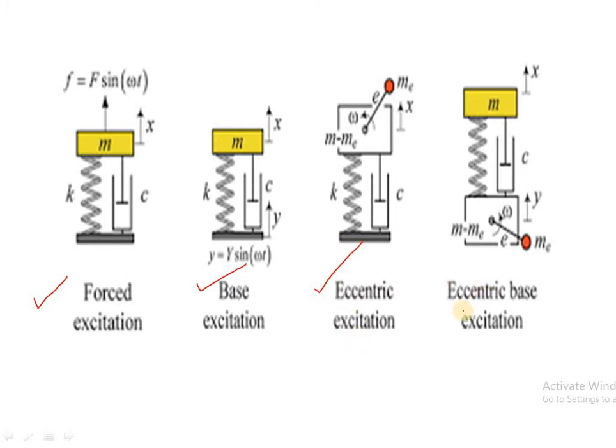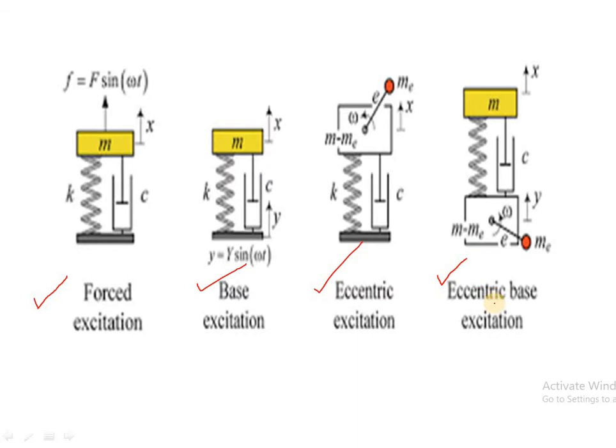Now eccentric base excitation means instead of eccentricity in the mass, there is eccentricity in the base. Suppose this is the base and at the base another unbalanced mass is there. Due to that the base is excited, and these excitations are passed to the mass M. The example of this eccentric base excitation is a road roller, in which the unbalanced mass is attached so that the roller will vibrate.